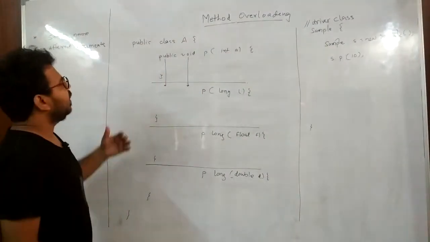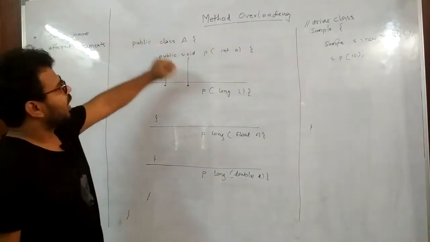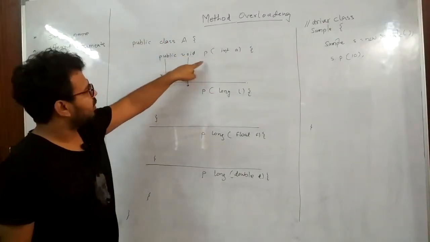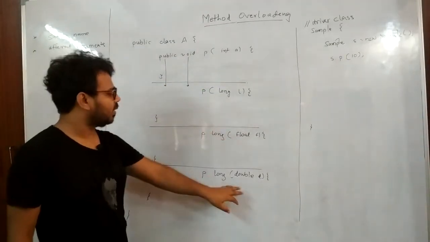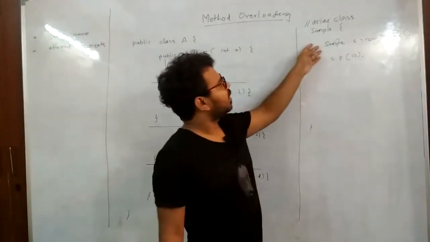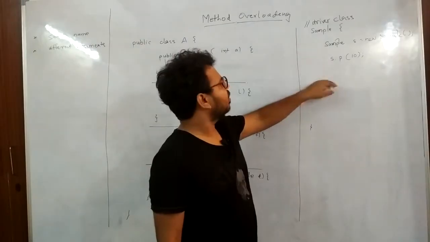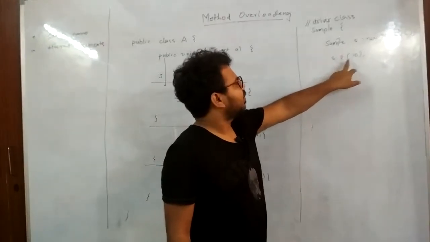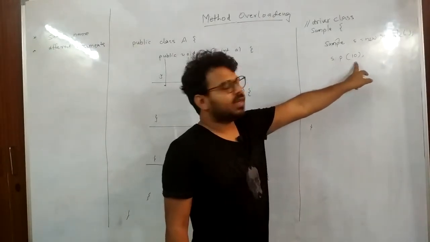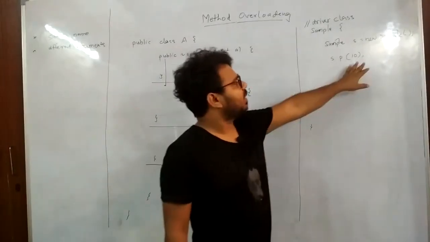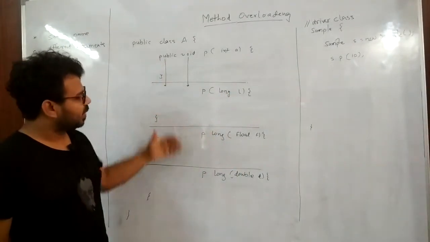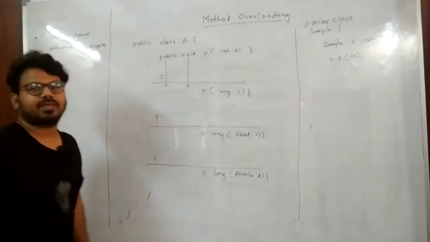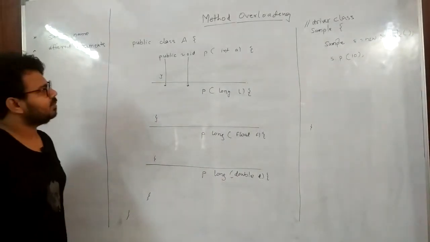So here you can see we have a class A and we have 4 overloaded methods, that is P with an integer, long, float and double. And here is a driver class, and in this driver class we are calling this method P by passing an argument 10, an integer value. So which of these methods will be called? What do you think?